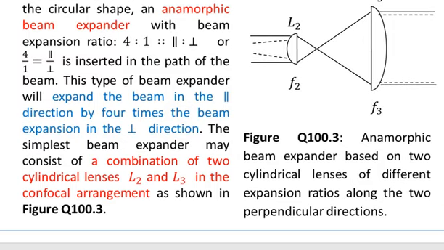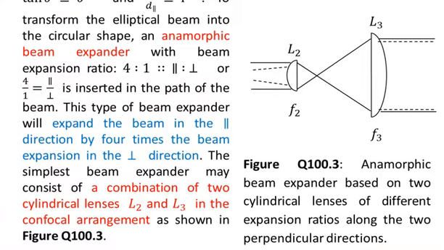The caption of the figure is: anamorphic beam expander based on two cylindrical lenses of different expansion ratios along the two perpendicular directions. So you see that these two lenses have different expansion ratios along the two perpendicular directions. One controls the horizontal beam, the other controls the vertical beam, and then makes their diameter equal to each other. And so after exiting lens 3, both the horizontal beam and the vertical beam have the same diameter.